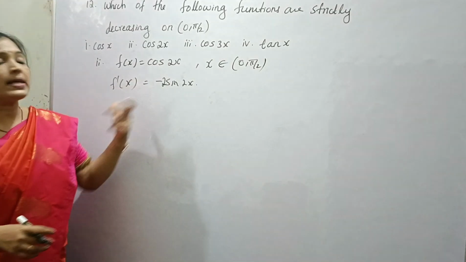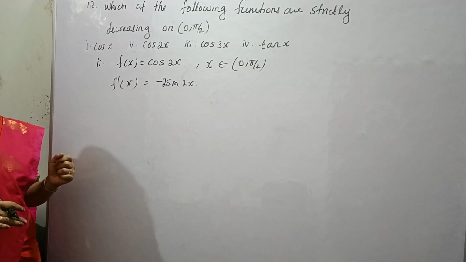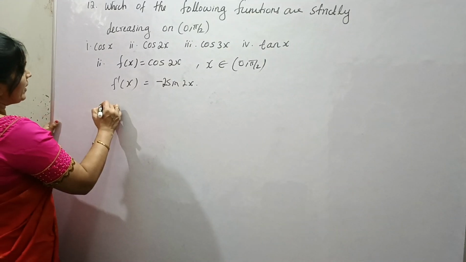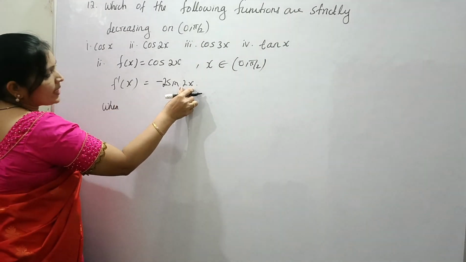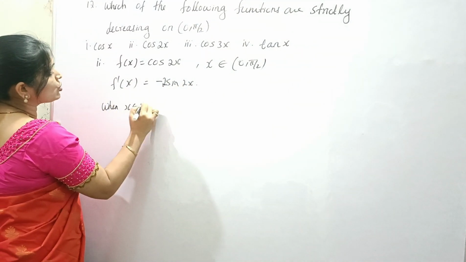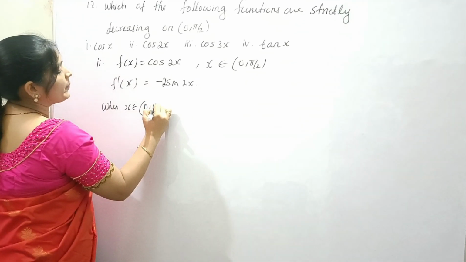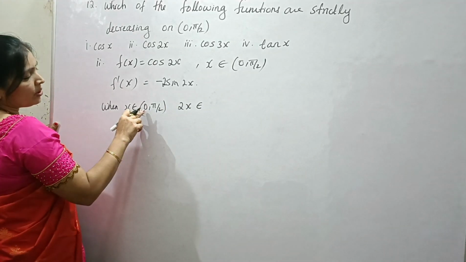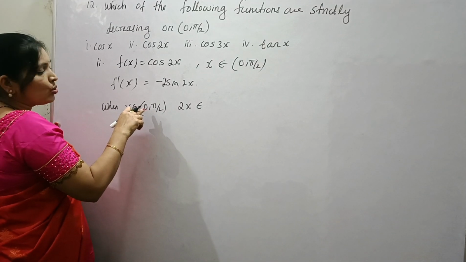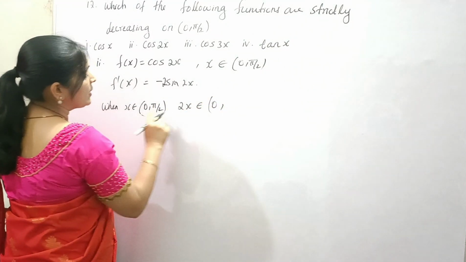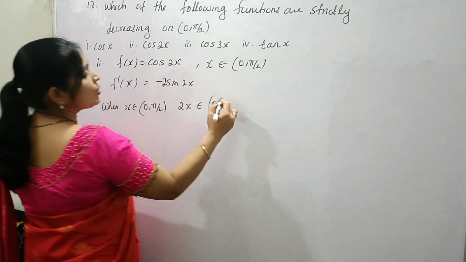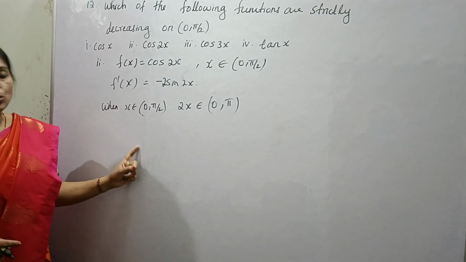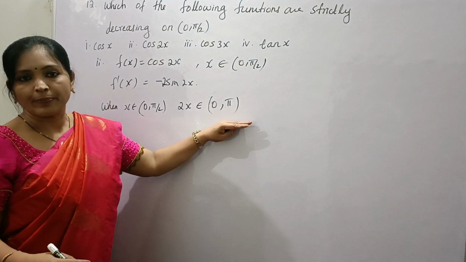Here we have to check whether sin 2x is less than 0 or greater than 0 in the interval 0 to pi by 2. Here it is 2x, not x. So when x belongs to 0 to pi by 2, then 2x belongs to, multiplying by 2, 0 into 2 is 0, and 2 into pi by 2 is pi. So when x belongs to 0 to pi by 2, 2x belongs to 0 to pi.